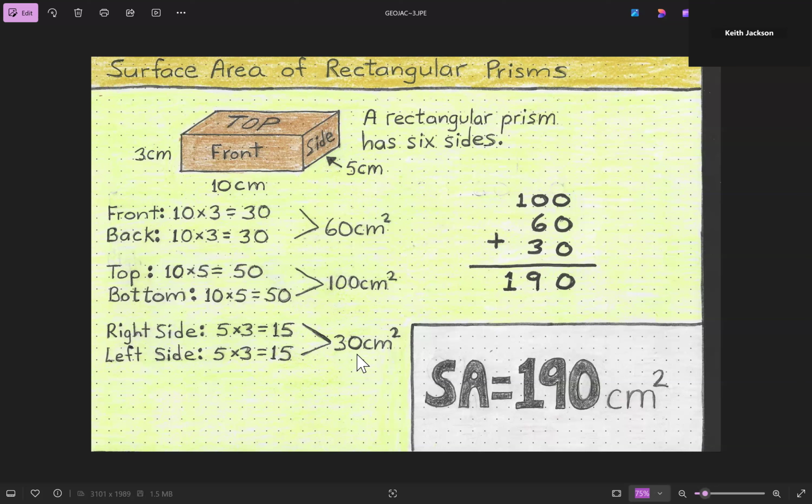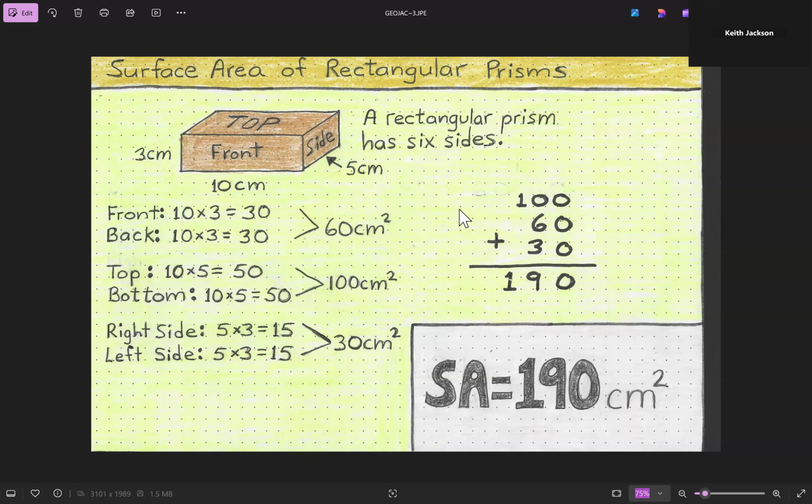And then all that remains is that we're just going to add these three numbers to come up with the total surface area of this rectangular prism. And when we do that, we have 100 plus 60 plus 30. And our final answer is, our surface area is 190 squared centimeters.